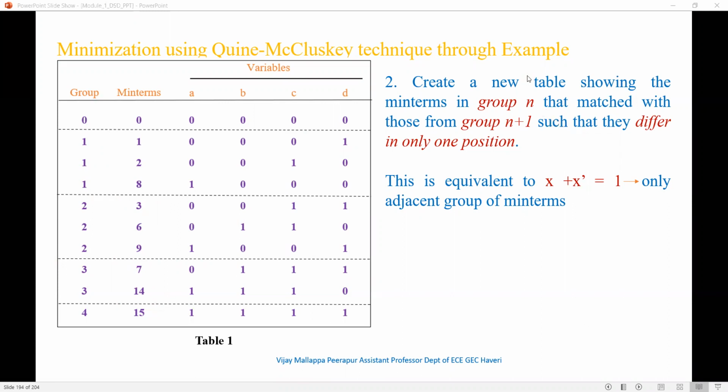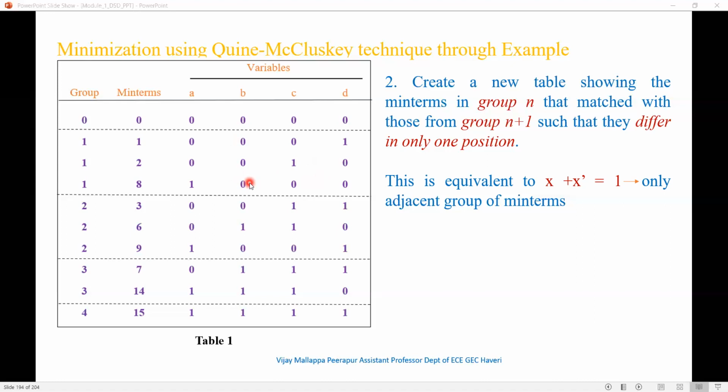Now here, while comparing, you should see that they differ in only one position. When I say they differ in only one position, there is a change in only one variable. It means that we are looking for logical adjacency, the relation x or x bar is equal to 1. If there is one variable change, it is always D or D bar, C or C bar, B or B bar, or A or A bar. If we can group two min terms and get that relation, we can eliminate that variable.